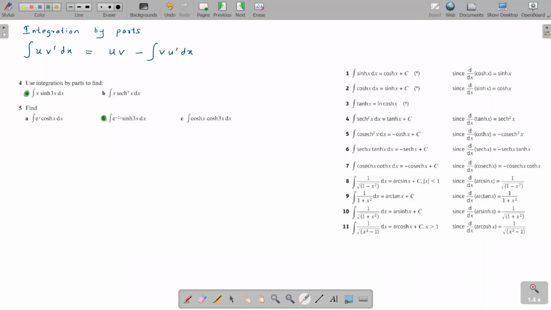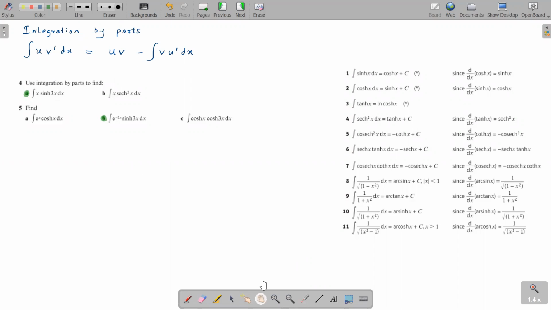Okay, question number 4, they asked us to use integration by parts to find the integration of x sin 3x. Once again, it's quite similar to what you have learned in P4. So integration by parts you learned in P4. In there, I have written the rule that we use. The integration of uv dash is equal to uv minus the integration of vu dash.